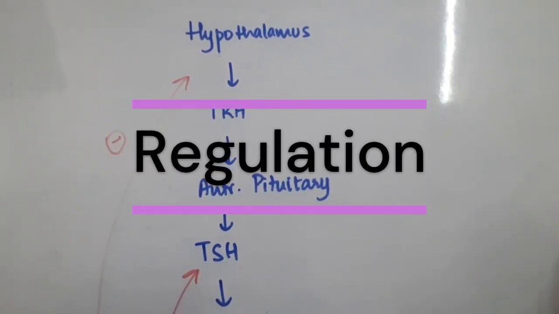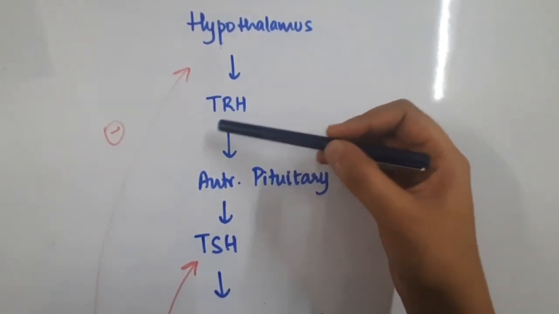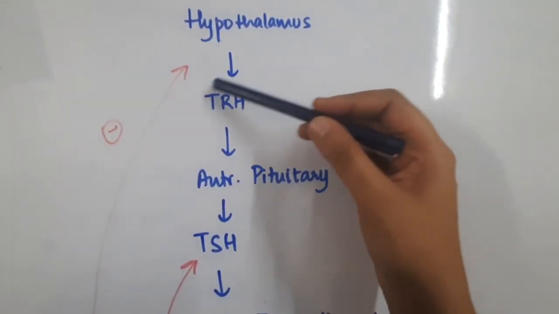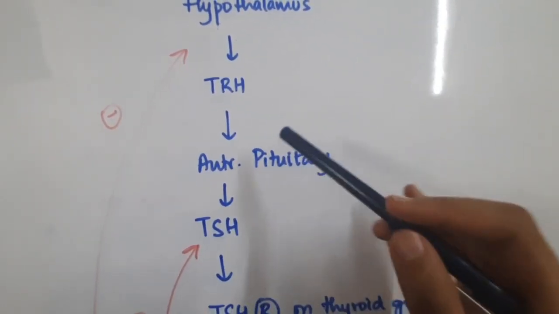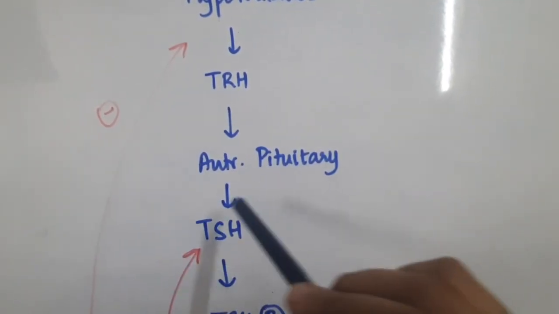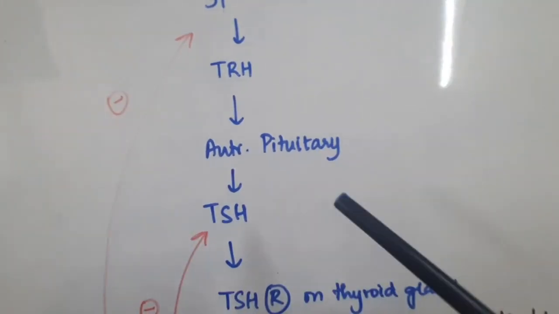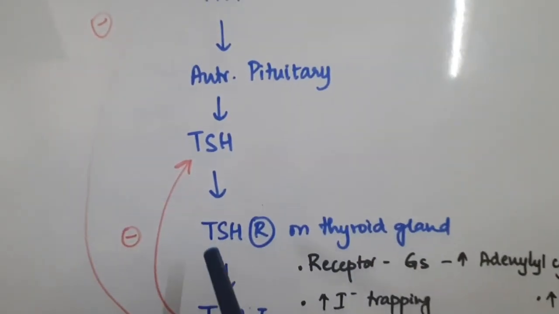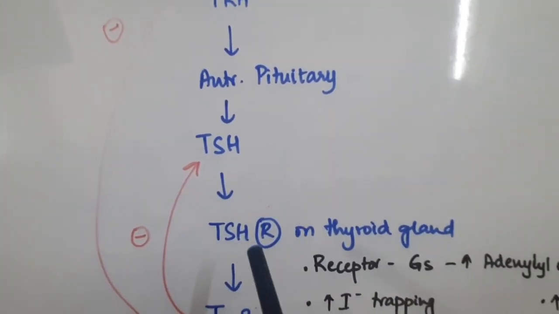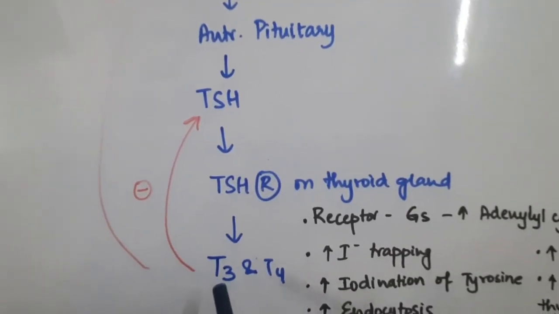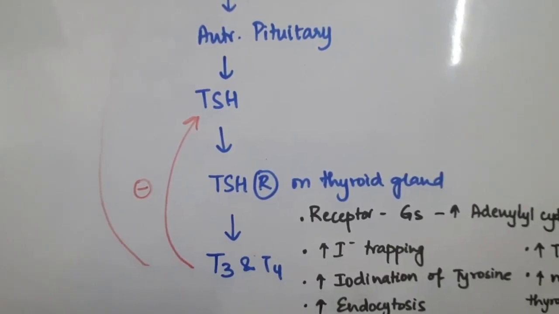Now if we talk about the regulation of thyroid hormones, you have the hypothalamus, which secretes the hormone TRH or thyrotropin releasing hormone. This TRH will stimulate thyrotrope cells in the anterior pituitary, and this anterior pituitary will secrete the hormone thyroid stimulating hormone or TSH. Now this TSH acts on the TSH receptor of the thyroid gland. Thyroid gland has TSH receptors. TSH will bind to those receptors and bring about the production of the thyroid hormones T3 and T4.